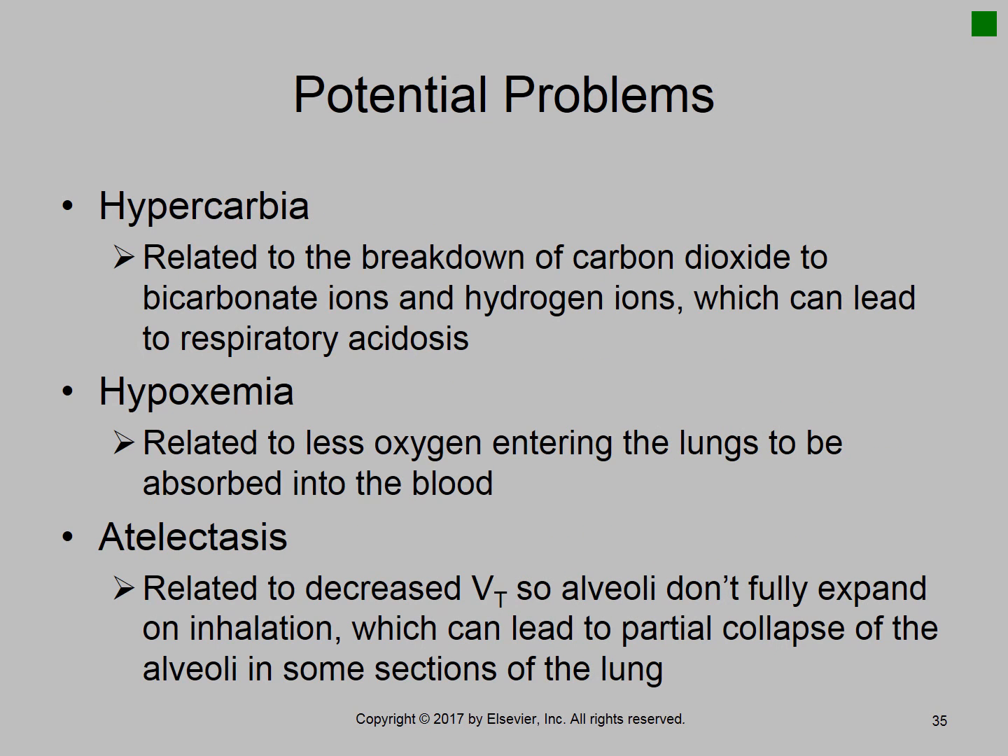Potential problems with doing that? Well, there's a lot of potential problems. Number one, there's hypercarbia. It's related to the breakdown of carbon dioxide to bicarbonate ions and hydrogen ions, which can then lead to respiratory acidosis. In other words, we're building CO2. We're not bringing in as much oxygen. We can get acidotic. Hypoxemia is related to less oxygen entering the lungs to be absorbed into the blood. We're just not breathing as much, so we're not getting as much oxygen.